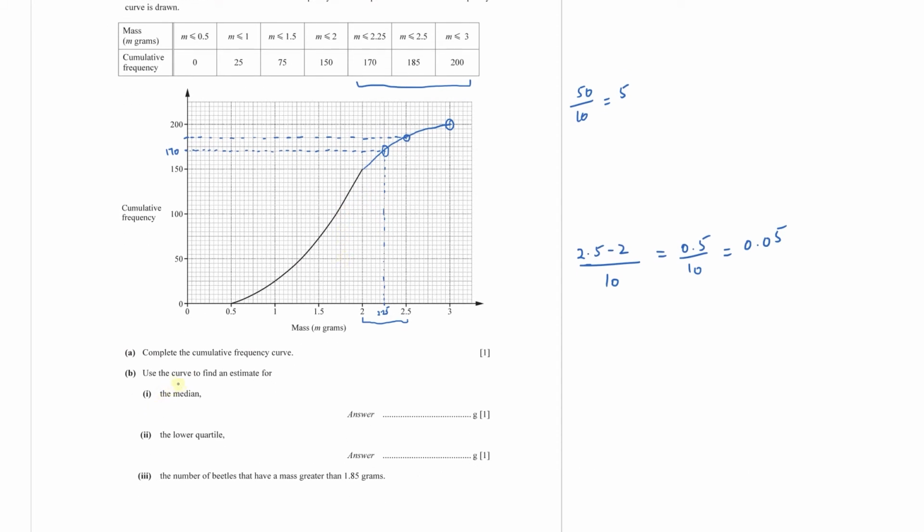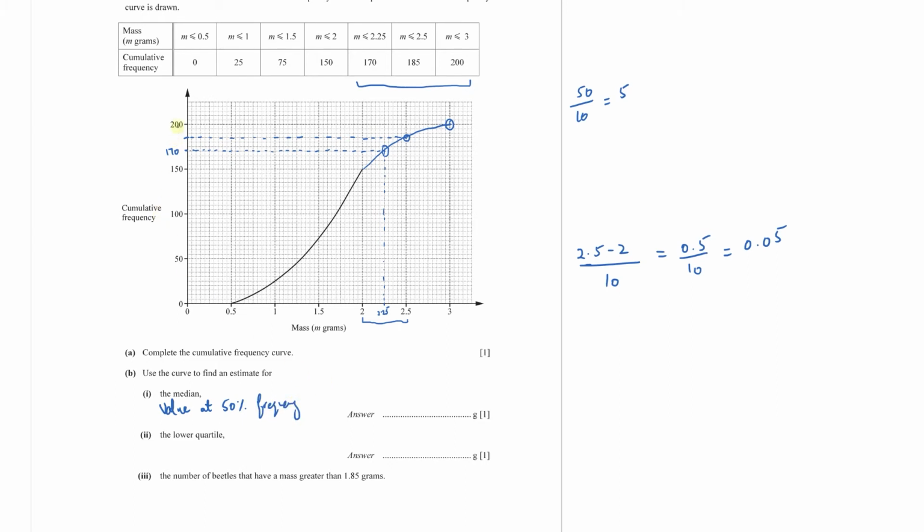So part B is use the curve to find an estimate for the median. So median value is 25% of total frequency. Oh no, sorry. This is actually median. So this is 50%. Lower quartile is the 25%. So value at 50% frequency.